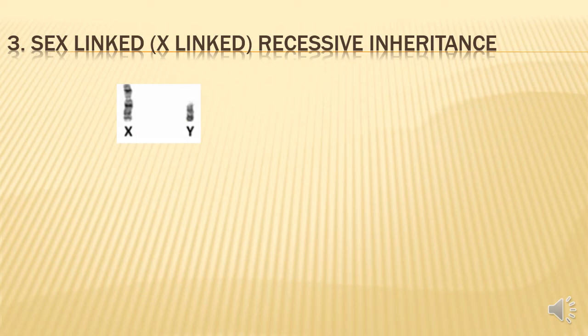They are the X chromosome and the Y chromosome. Out of them, mostly the X chromosome is associated with diseases, because the Y chromosome is very small and therefore it contains only a very few genes. So rather than calling this inheritance pattern sex-linked recessive inheritance pattern, we can more precisely call it X-linked recessive inheritance pattern.